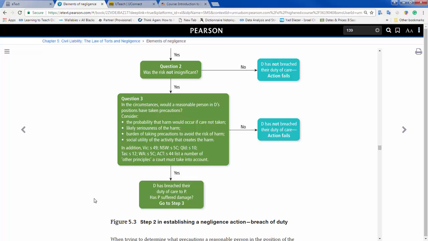If you have now answered all of these three questions in the affirmative, so you have established that there was a breach, that D has breached their duty of care to the plaintiff, then we start looking at the third element, which is whether the plaintiff suffered harm, suffered damage. We talk about damage here not in the sense of monetary compensation, but in the sense that there was physical injury or economic loss or even mental injury, and so on and so forth.